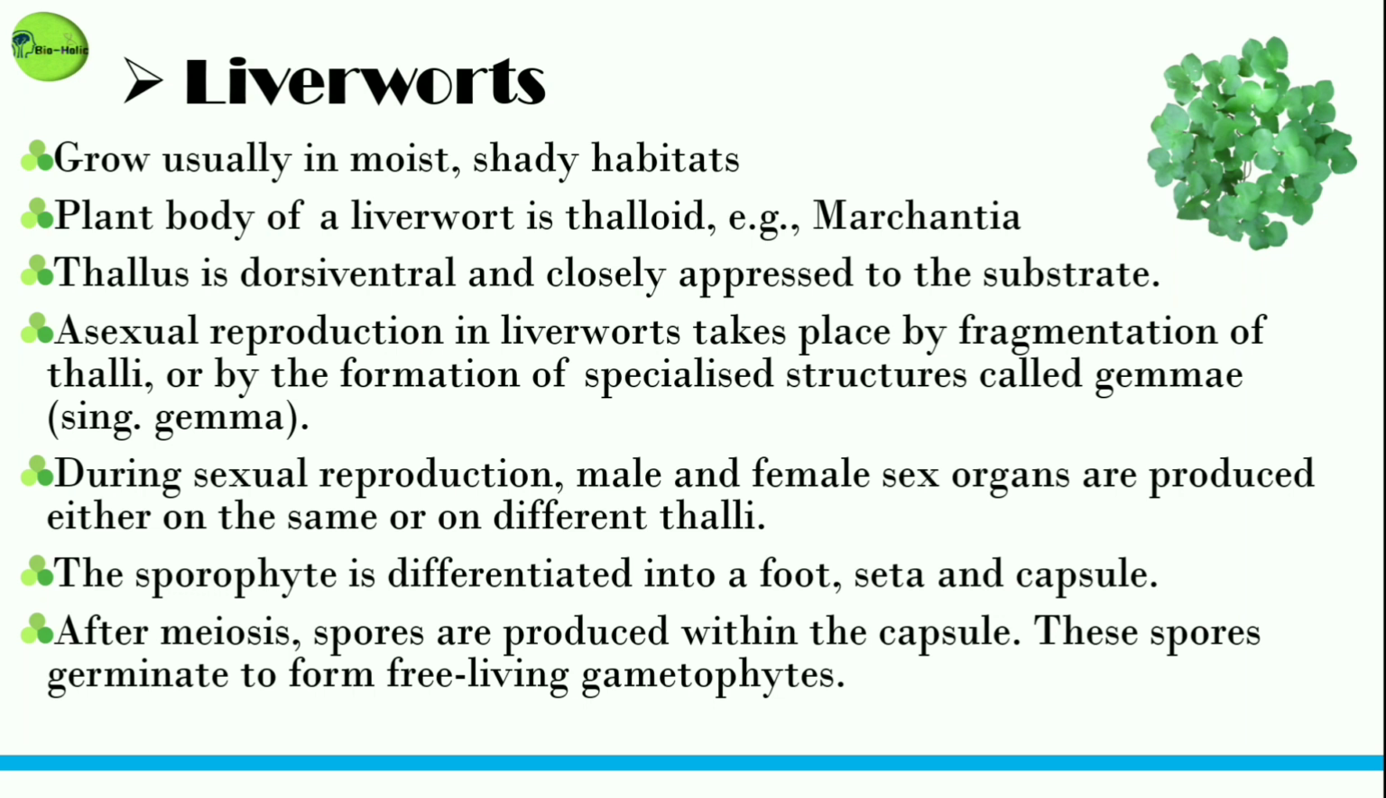And during sexual reproduction, male and female sex organs are produced either on the same or on different thalli. Now the sporophyte is differentiated into a foot, seta and capsule, and after meiosis, spores are produced within the capsule and these spores germinate to form the free living gametophytes.